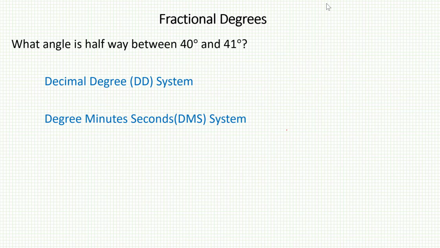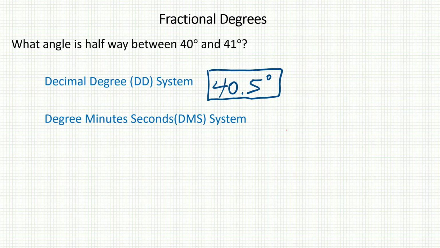Fractional degrees. How would we talk about some portion of a degree? For example, if we wanted to answer this question, what angle is halfway between 40 degrees and 41 degrees? Well, there are two ways that we can approach this. The most common way is to simply use a decimal number, the decimal degree system. This works exactly the way you think it would. Halfway between 40 and 41 would be 40 and a half, which as a decimal would be expressed as 40.5. So that's a great answer to the question, 40.5 degrees.